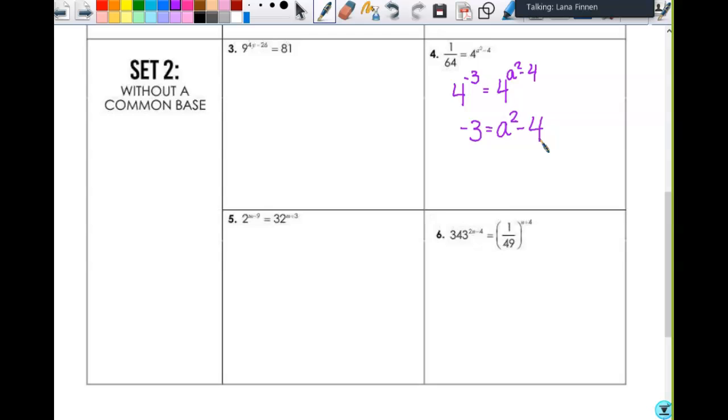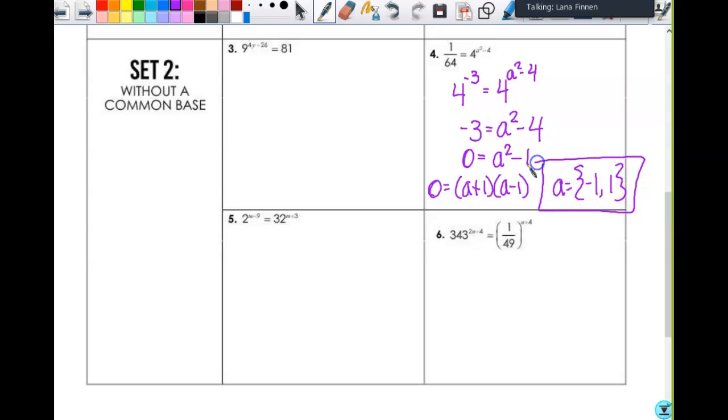It's a quadratic, so the first thing you want to do with quadratics is to set them equal to 0 and see if that can help you. So 0 equals a squared minus 1. So what do I have there? Difference of squares. So 0 equals a plus 1 times a minus 1. So a equals negative 1 and 1. And if you wanted to do plus or minus, that's fine. But I have a set of numbers, so I put them in the little brackets, since I didn't just have one number. Okay? Everybody good so far? All right, good deal.